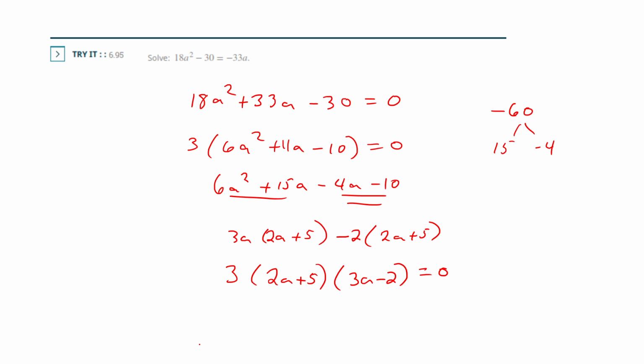Okay, this is where we get it down to. Now the 3 can never be part of the problem. It can never equal 0. So all I've got to do is solve those two. So a is 5 halves and a is 2 thirds.